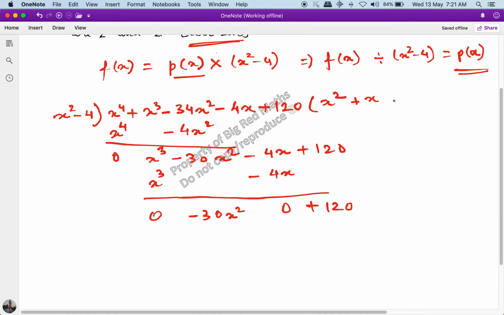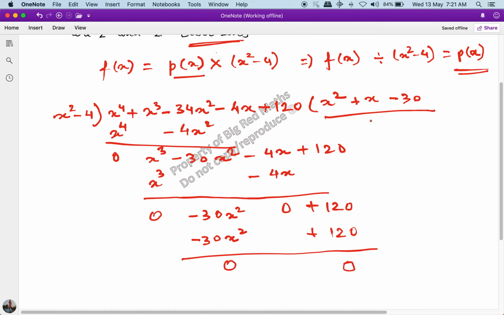Now I multiply this with minus 30. When I do that, I get minus 30x square plus 120, and you see this perfectly divides. That is, this also gets cancelled and becomes 0. This also gets cancelled and becomes 0. And this is the p of x that we were looking for: x square plus x minus 30.